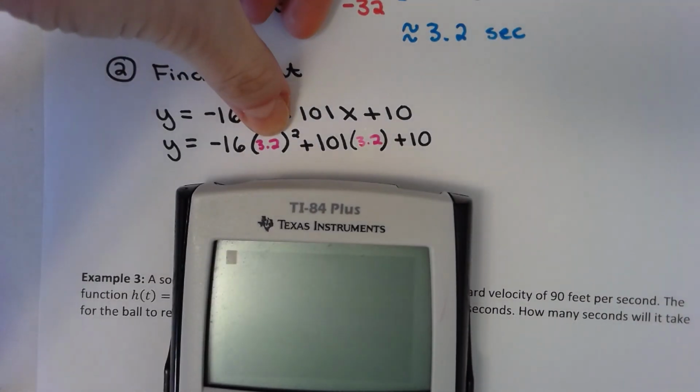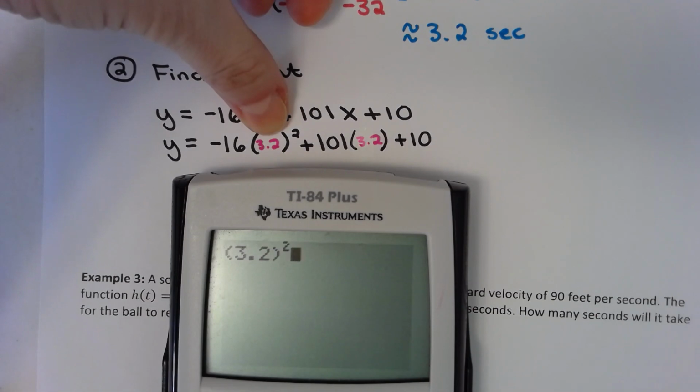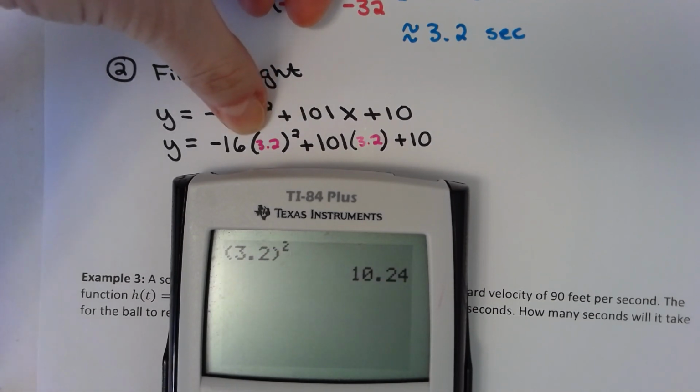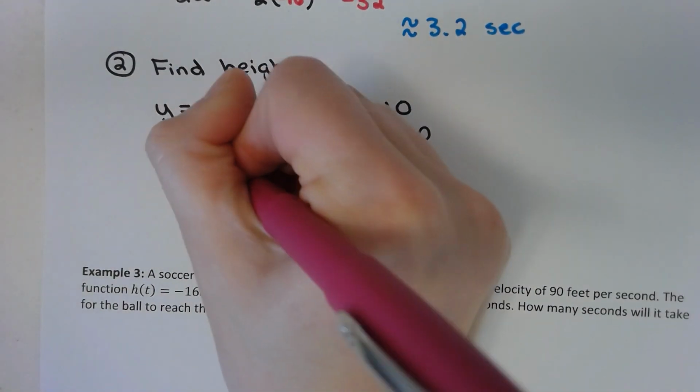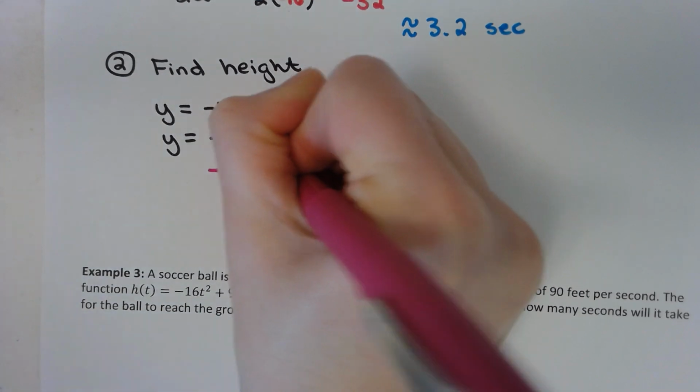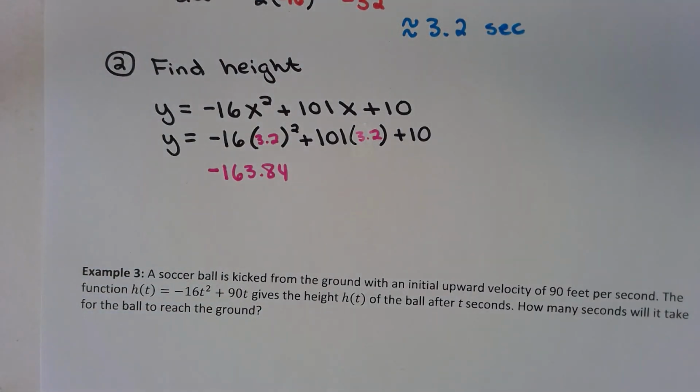So here's what you would do. You would do 3.2, and I actually need to make sure that I put that in parentheses. 3.2 squared, that gives me this. And then I need to multiply that times negative 16, which is negative 163.84. So that's what I got when I fixed that first term.